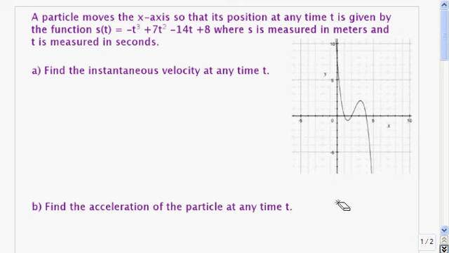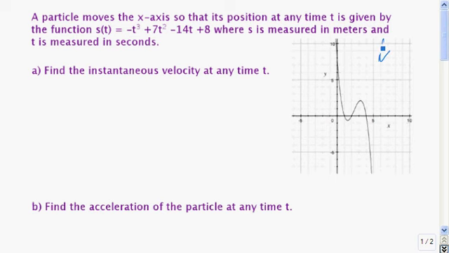Okay, so here we're going to do a particle motion problem. We have a particle moving along the x-axis. Its position at any time t greater than or equal to 0 is given by s of t equals negative t cubed plus 7t squared minus 14t plus 8. So s, the distance, will be measured in meters, and the time will be measured in seconds.